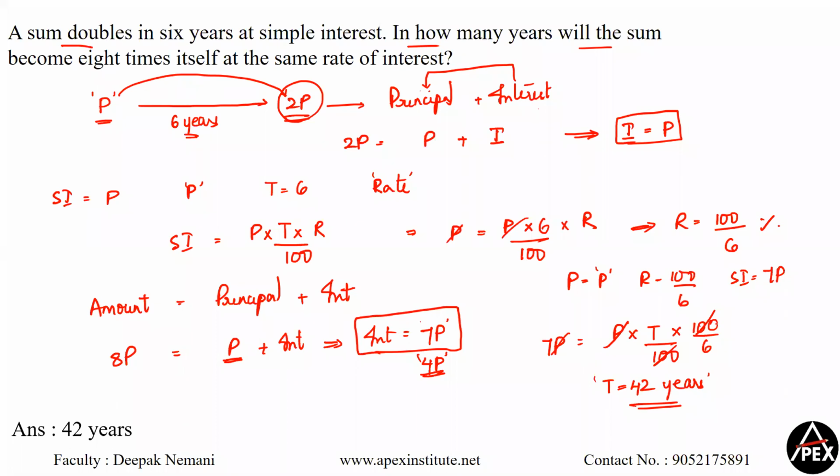Yes? See, S1 by S2 is equal to R1 by R2. When is that? When time period is constant. Simple interest depends on principal, rate of interest, and time period, isn't it? When time period and principal are constant, then S1 by S2 is equal to R1 by R2. Here, which is constant? Only principal. Time period is changing, isn't it? Then how can you take S1 by S2 is equal to R1 by R2?